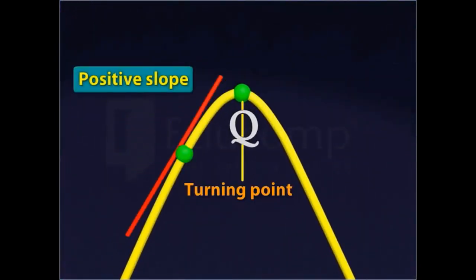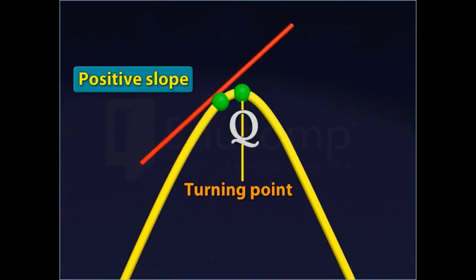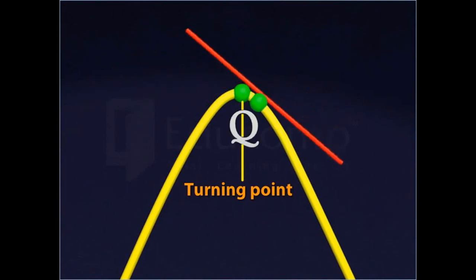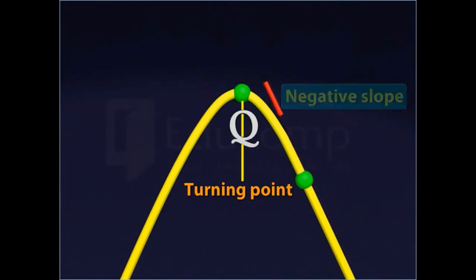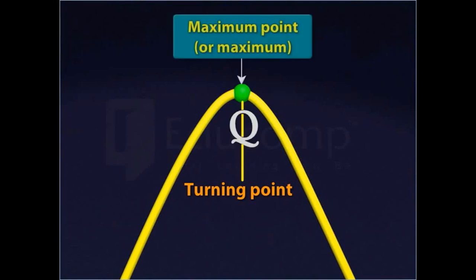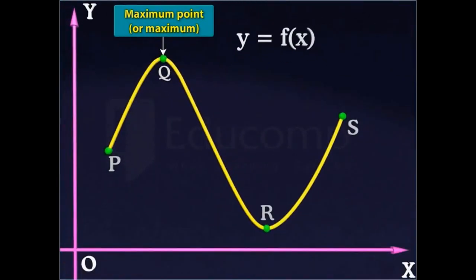When the slope of the curve at the points just before the turning point is positive and just after the turning point is negative, the turning point is called a maximum point or simply maximum because it represents the maximum value of the function.